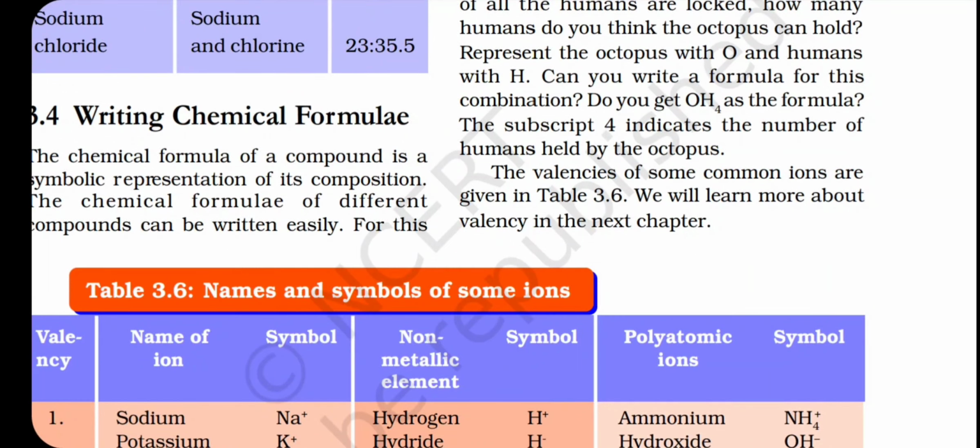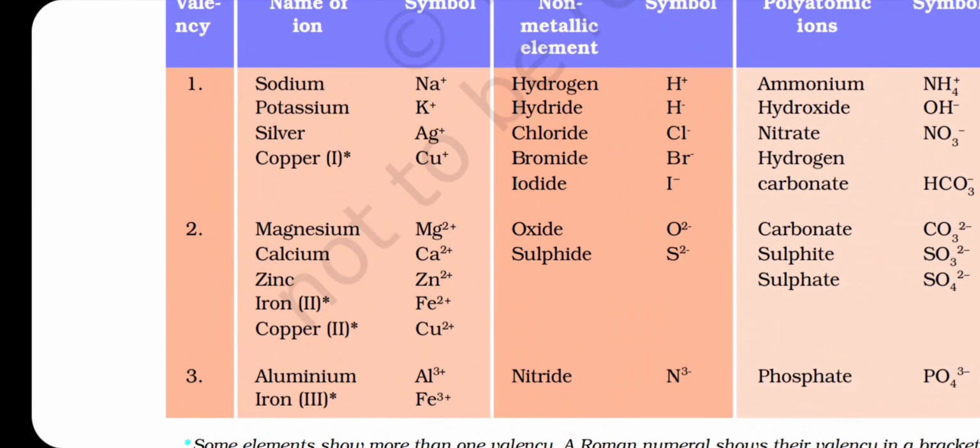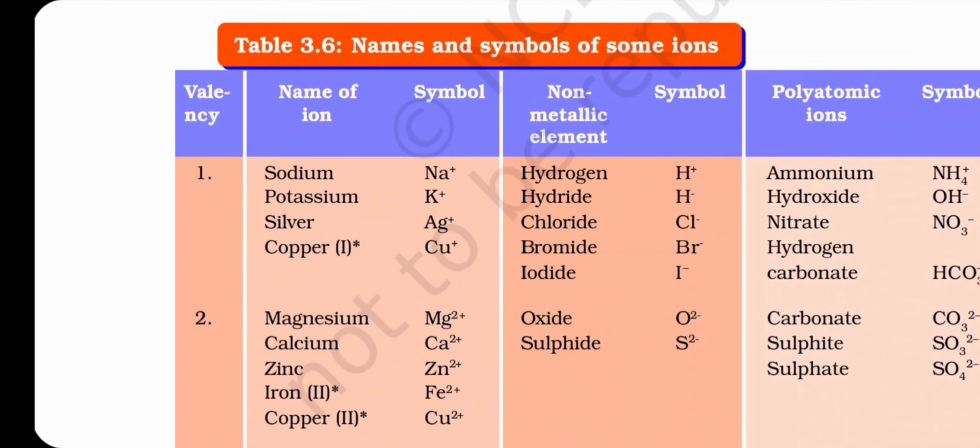So the valency of some of the common ions are given in the table. You have to remember all this because all of these are basics. If you do not learn all this, it will not be possible for you to form the different compounds. So by remembering all these symbols with their ions, we have to follow some principles, some rules, on how to form compounds. Okay, we will learn about this.